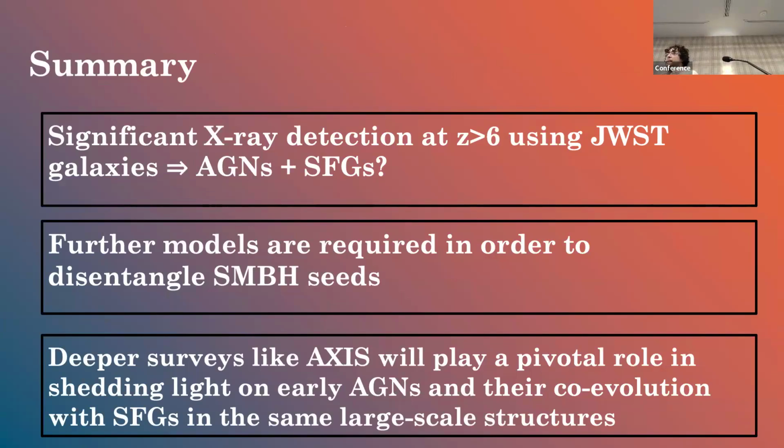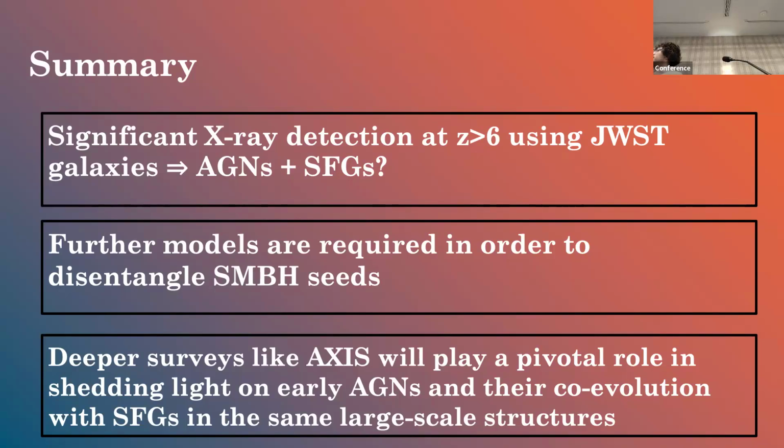Any questions? Very nice talk. I'm a little confused, so I want some clarification. All the sources that JWST is seeing at redshift greater than 6, even when you account for them, the cross power excess still persists. You need something more. Is that the conclusion?